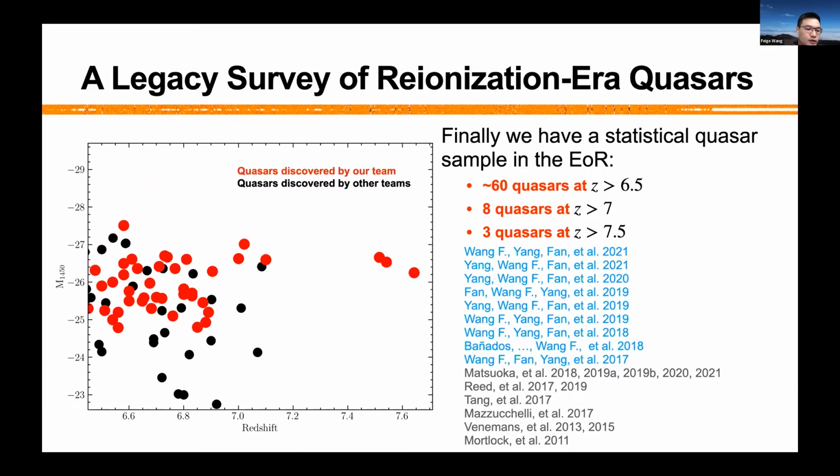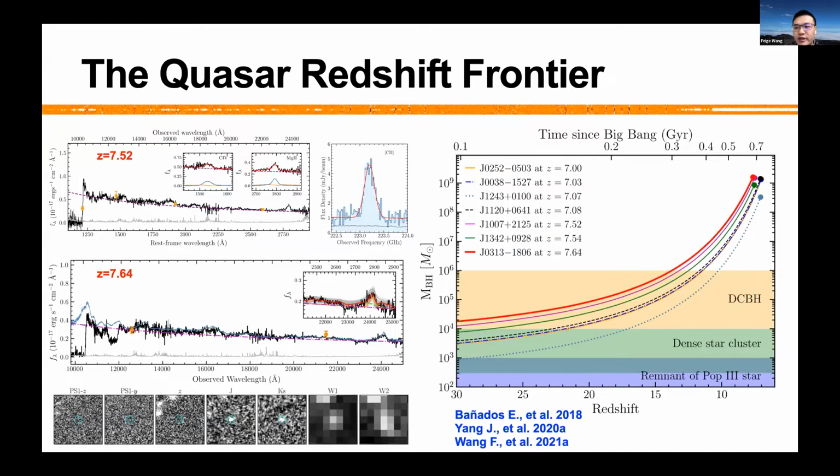In this plot, I show the distribution of luminosity and redshift of all those known luminous quasars. The red points are the new quasars discovered in the past several years by our team, and the blue points are quasars discovered by others, mostly at the faint end by the Subaru team. As I said, there are 3 quasars at redshift beyond 7.5. This marks the current quasar redshift frontier. The first 7.5 quasar was discovered by Eduardo, and in the past few years, I highlighted these 2 new quasars.